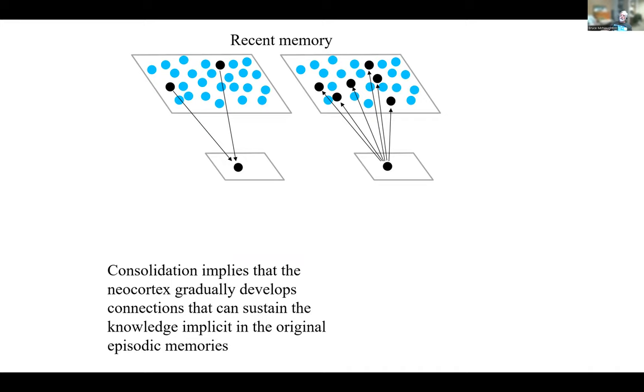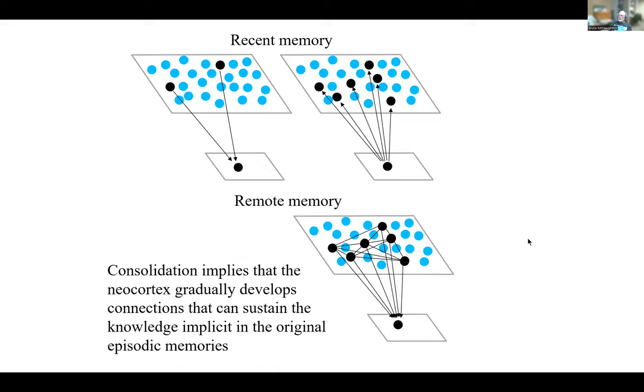Consolidation of memory, though, implies something a little more. You have this back projecting pattern, which causes pattern completion in the cortex. But as time goes by, these modules start to develop appropriate connections amongst themselves, so that for a remote memory, the connections among the modules in the cortex are sufficient to sustain the memory in the absence of a functional hippocampus. And that's the basic idea of memory consolidation.